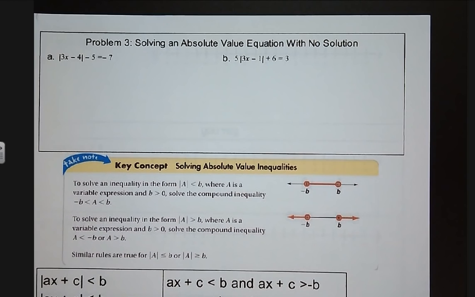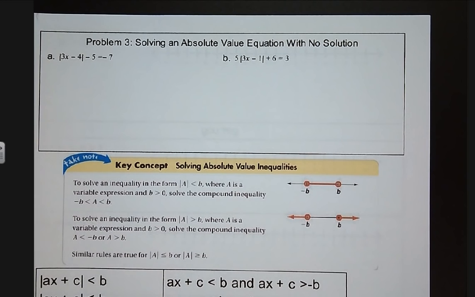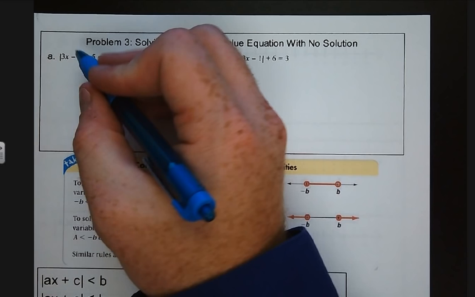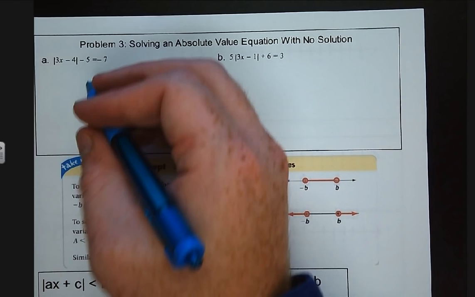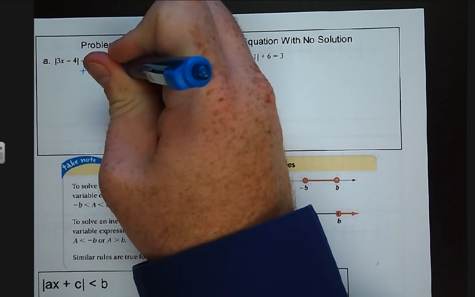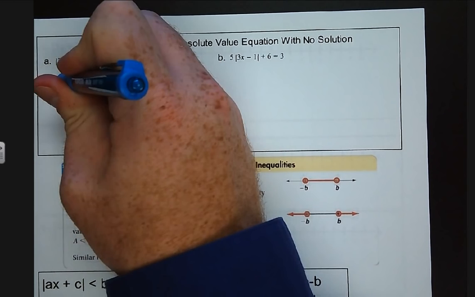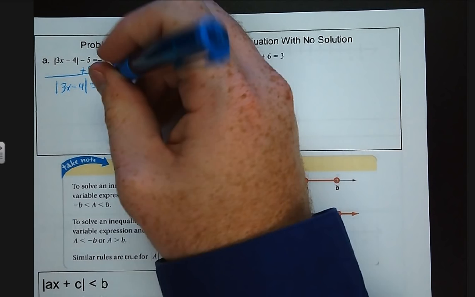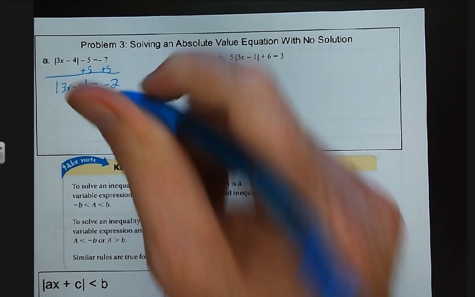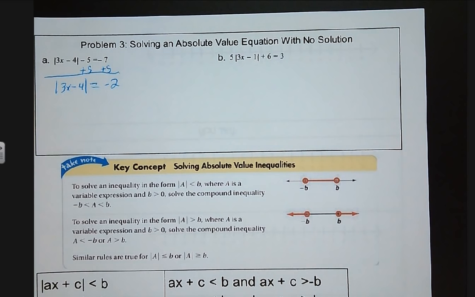All right. Moving on to problem number 3. Solving an absolute value equation with no solution. So let's take a look at letter A. Our first step, we know we need to get our absolute value by itself. So we are going to add 5 to both sides. So the absolute value of 3x minus 4 is equal to negative 2. So here you go. That is no solution.